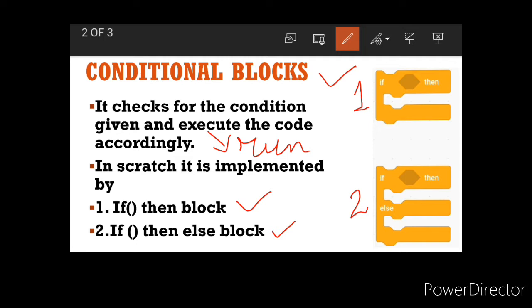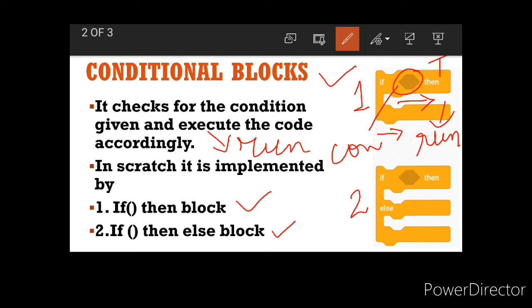First, if is there, then here we will write the condition. If the condition is true, whatever is written inside this space, that code will run. If the condition is false, it will jump to the code next to the if then block. Understood? Now try and understand the if then else block.